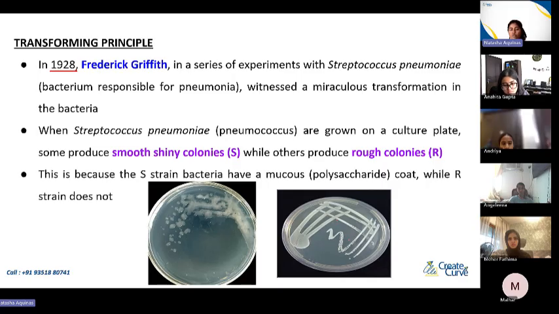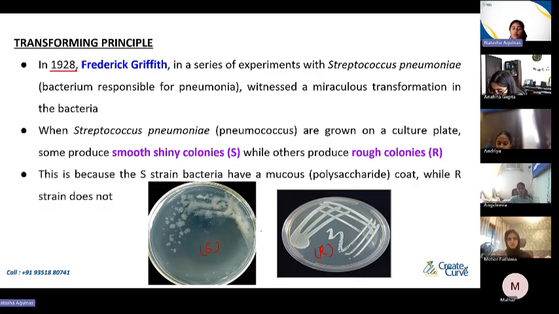This is just to show you the difference. The first one is Streptococcus pneumoniae, and the second one shows the difference between a smooth colony and a rough colony. You will see here that it does not shine, it does not look smooth, rather it looks a little rough. So these are the two kinds of colonies that Streptococcus pneumoniae can produce if you grow it on a nutrient medium or a culture plate. He designated the smooth shiny colonies as S, and the rough colonies as R.